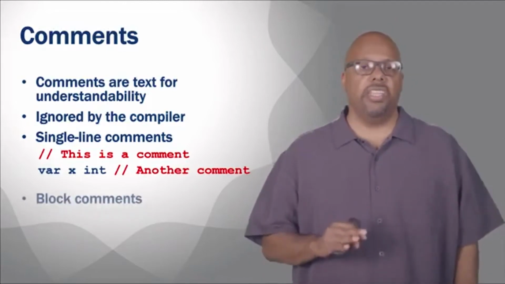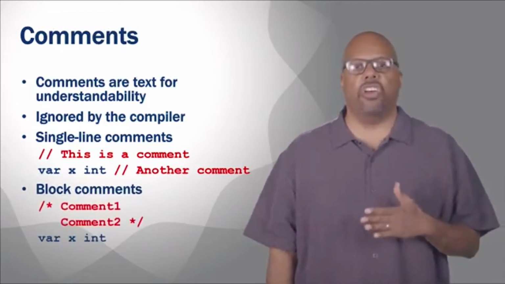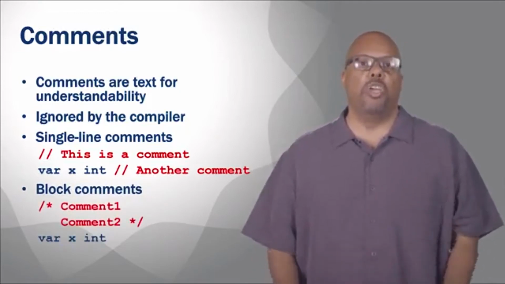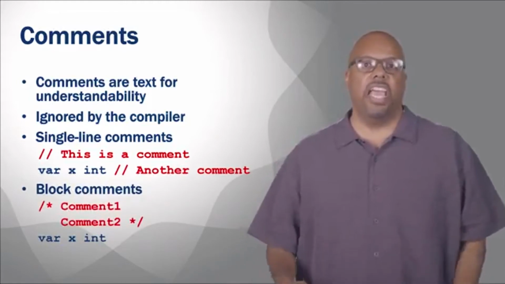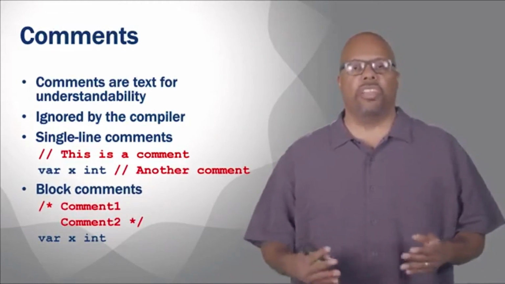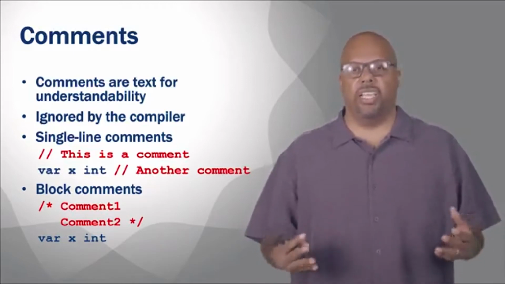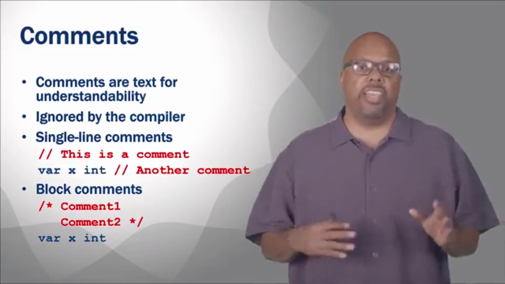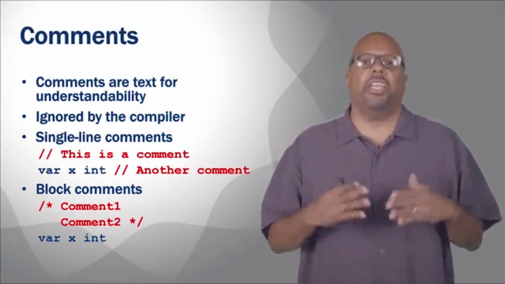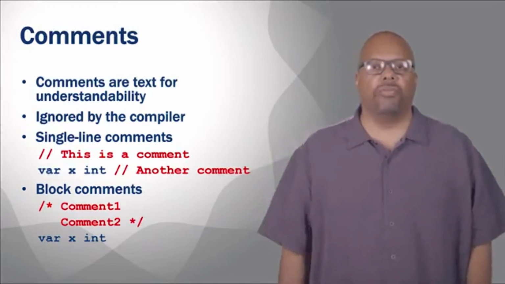Now, in addition to these single line comments, you have block comments, and those are marked off with the slash star and the star slash. So slash star begins it, star slash ends it. Everything between the slash star and the star slash is comment. In this case, it's just two lines, but I could have any number of lines of text describing a function or something like that. I could put that as a block before the function if I wanted to.